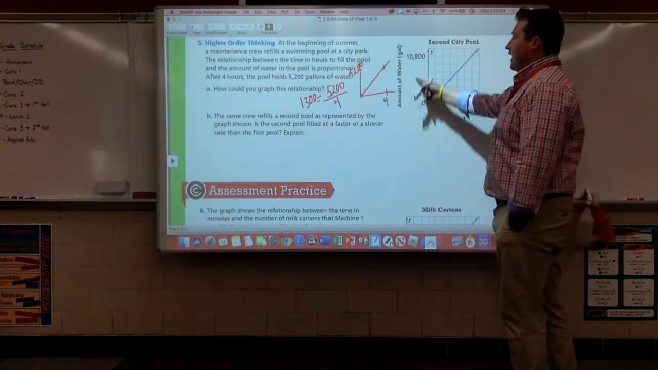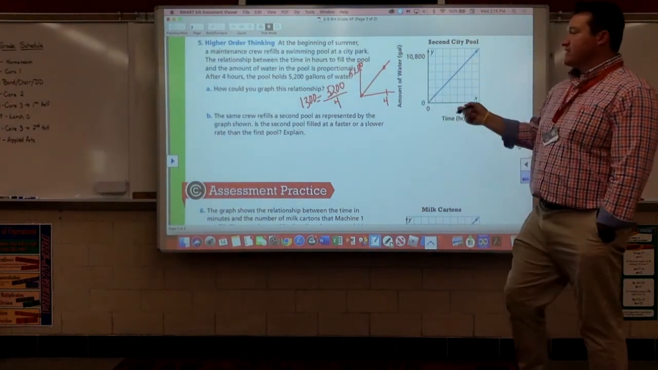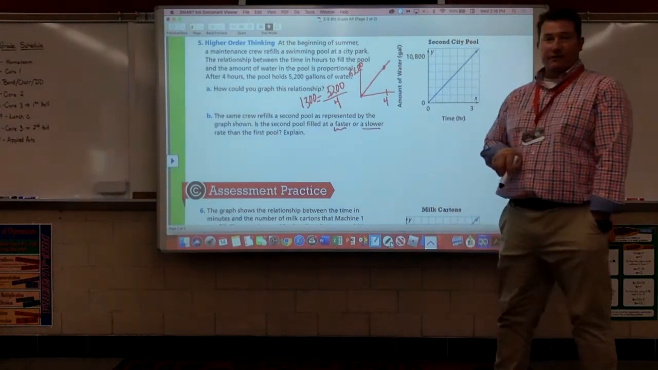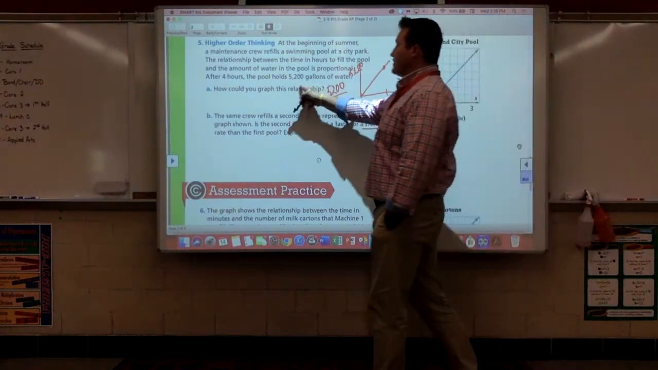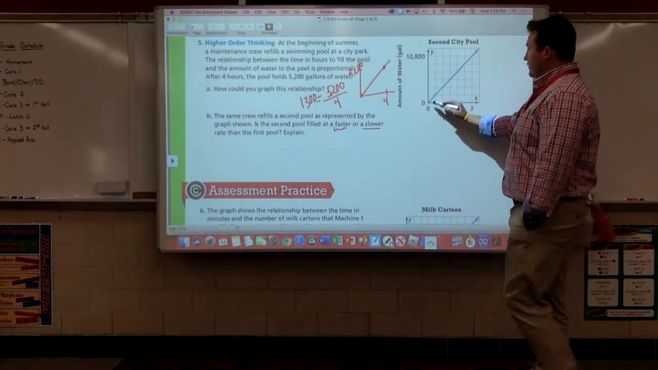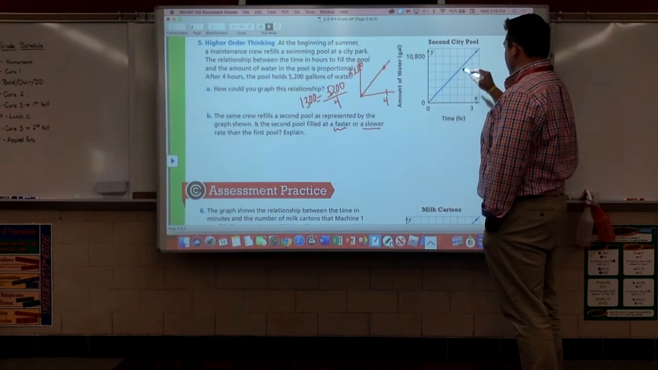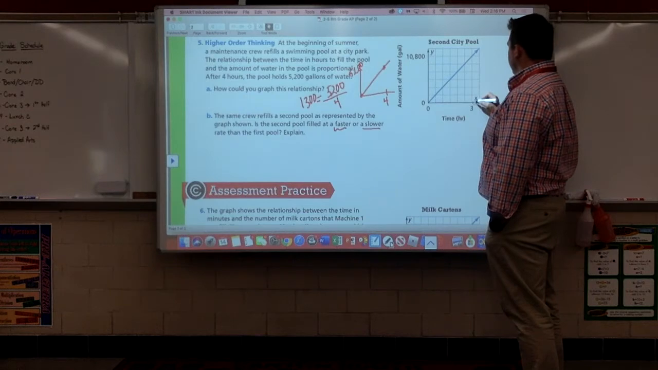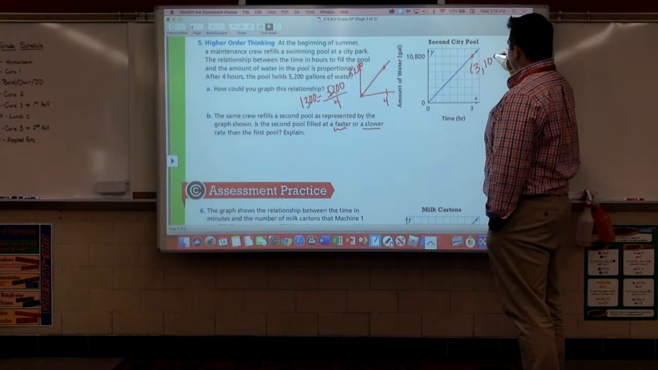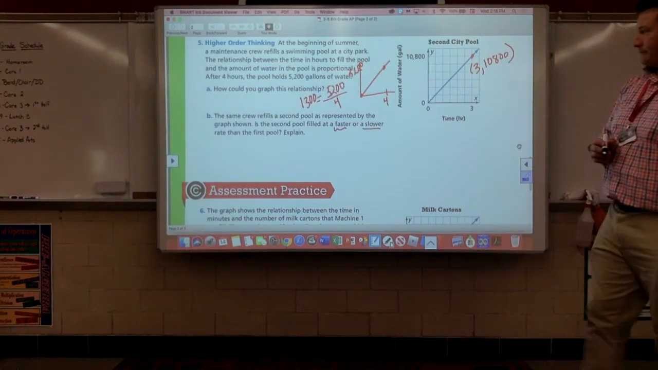Okay. Now, part B says, hey, they filled up another pool. Was the second pool filled at a faster or slower rate than the first? The first one was 1,300 gallons per hour. This one, we got all kinds of good dots, but I don't know what any of these numbers are. So, guys, why don't we just use this point right here? This is 3 hours, 10,800 gallons.